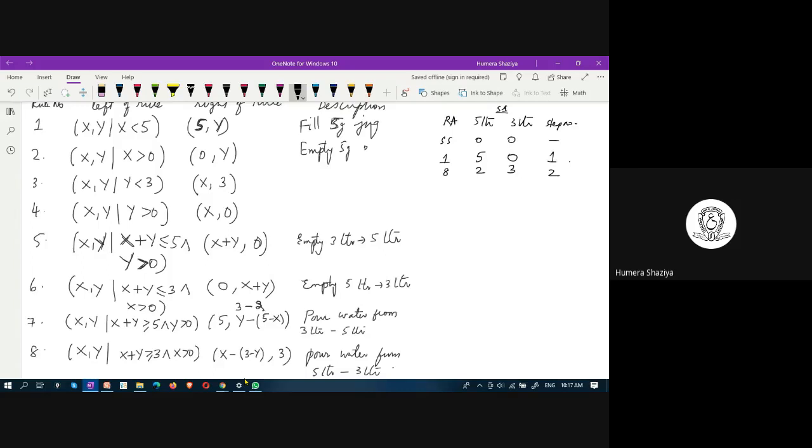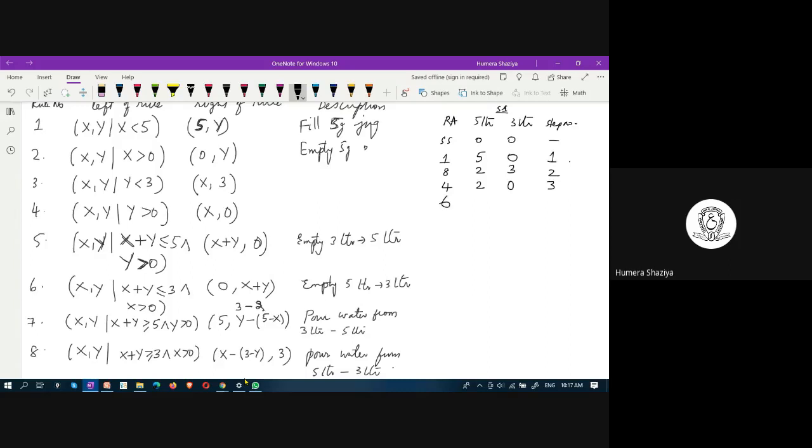Next step, if you apply rule number 4, what does rule number 4 say? You are emptying the 3 liter jug. You are just throwing away the water. When you throw away the water, 3 liter jug would become empty. Here, 2 liter is there in 5 liter jug, and here we are throwing the water, so it would become 0. Next rule applied is rule number 6.